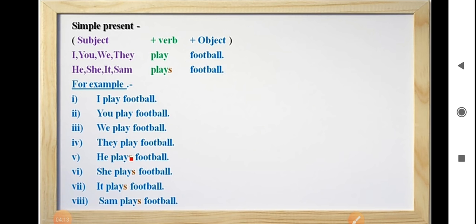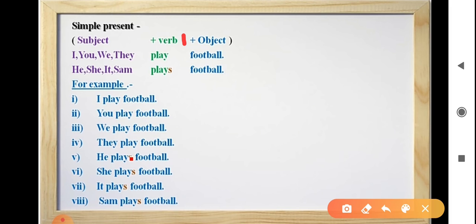As we know, sentences have three types: affirmative sentences, negative sentences, and interrogative sentences. Affirmative sentences are positive sentences. Why positive? Because no negative words or interrogative words are used in affirmative sentences. That's why they are called positive. The format of affirmative sentences in the simple present tense is subject plus first form of the verb plus object, as we discussed before.